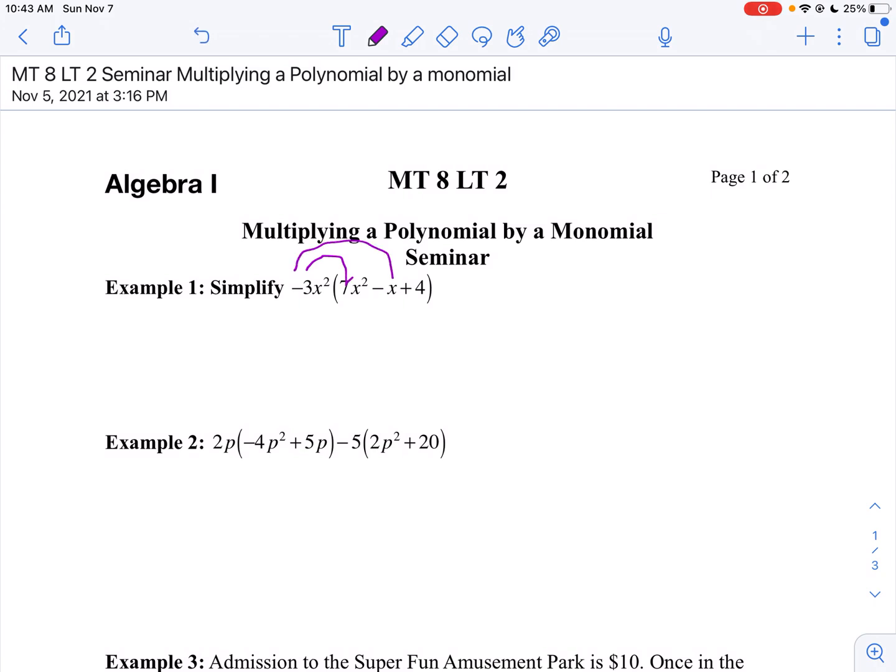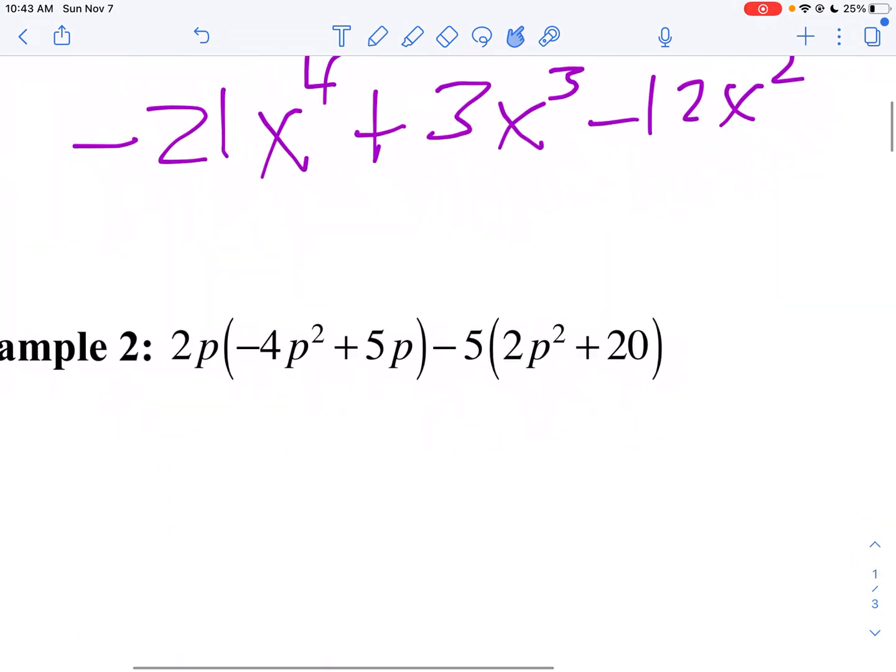Remember, when we multiply the numbers, we add the exponents. So negative 3 times 7 is going to be negative 21. I have x squared and x squared, so I have a total of 4 x's, so x to the fourth. Negative 3 times negative x, and negative times negative is a positive. 2 plus 1 means we have 3 x's. So x to the third. Negative 3 times 4 is negative 12x squared. And we're done.